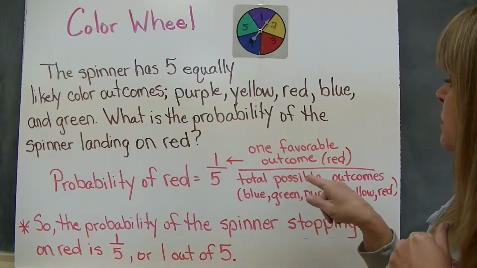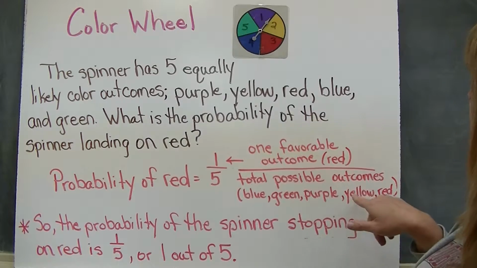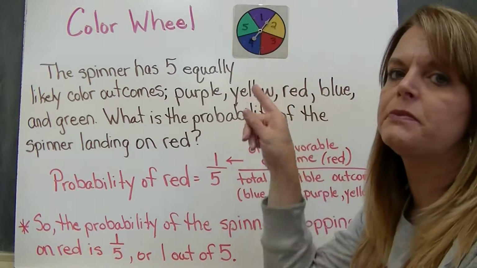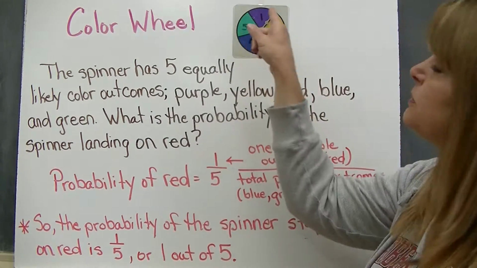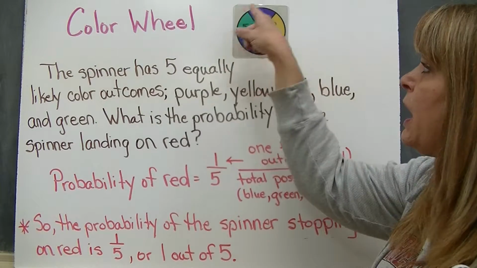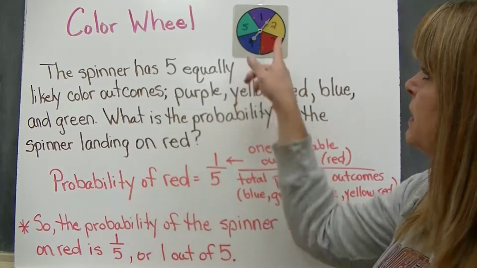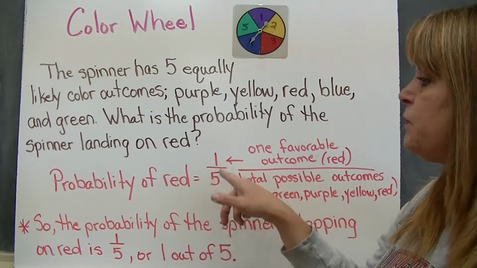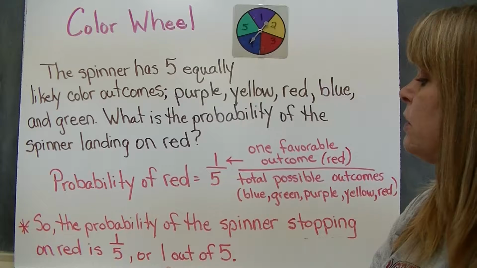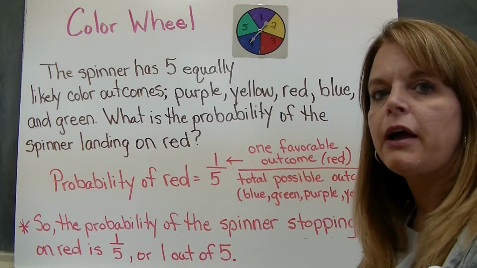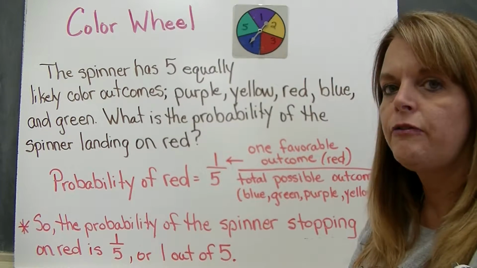How many total possible outcomes are there? Well, I've got blue, green, purple, yellow, and red. Those are all of my possible. You cannot forget your favorable outcome when you're counting all of your possible. I have one favorable, but there are 5 possible outcomes. So the probability that my spinner will land on red is 1/5. Probability of the spinner stopping on red is 1/5, or you could say 1 out of 5. If your directions are to give your answer as a fraction, make sure you write it as 1/5.